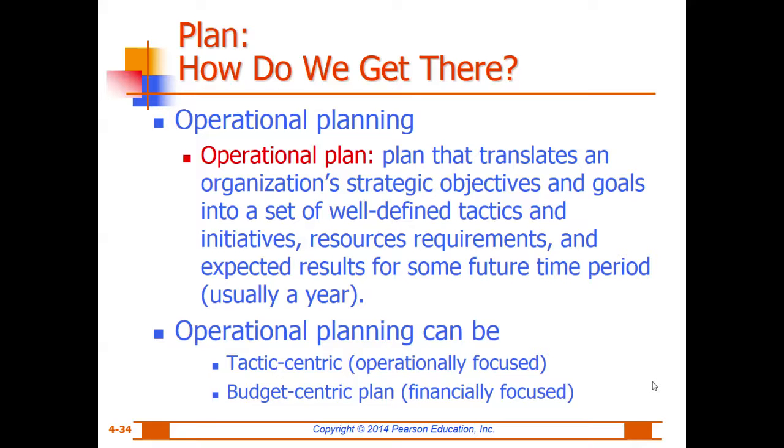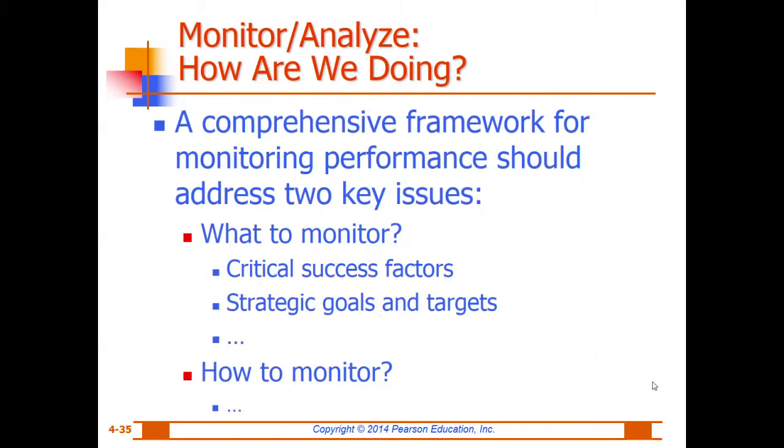Bringing that down to a level where most people in the organization are working is the operational plan. So that translates those strategic objectives and goals into a set of well-defined tactics, initiatives, and resource requirements able to be achieved over a certain time period, which is often a year. This can also be tactic-centric or operationally focused. It could also be budget-centric. In other words, we're going to build the operational plan based on either how much we're going to invest in it, or maybe it's just how much we have available in order to do that.